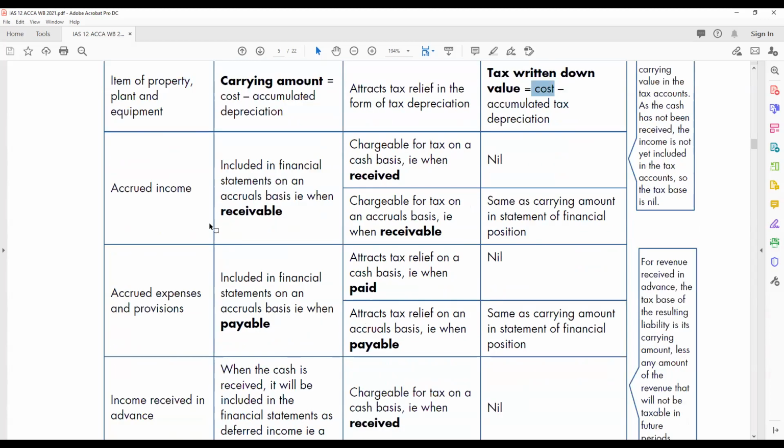And accrued income. Accrued income means income receivable, right? So the income has arisen during this period, but it is not yet received in cash. We know in financial accounting we follow the accrual basis. Our assumption is accrual basis. So in accounting, accrued income is included in the financial statement on an accrual basis, that is when it is receivable, right?